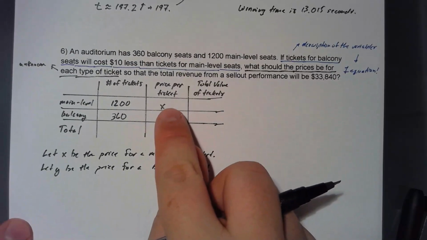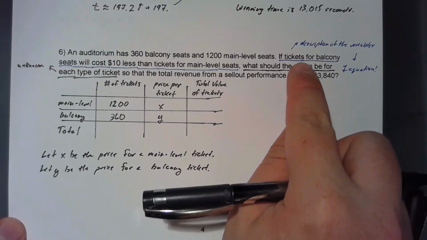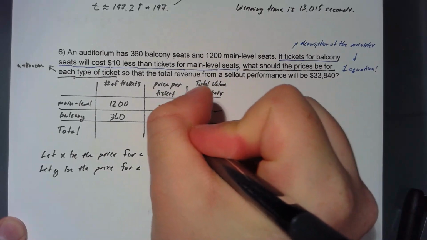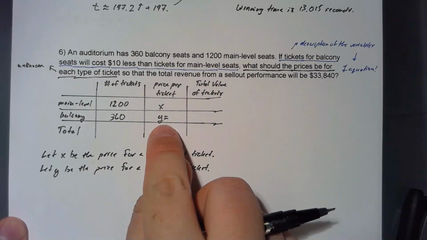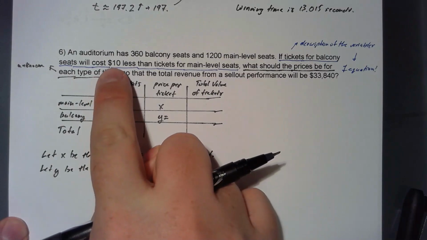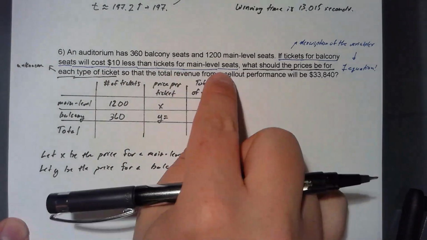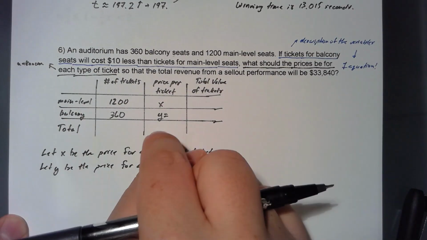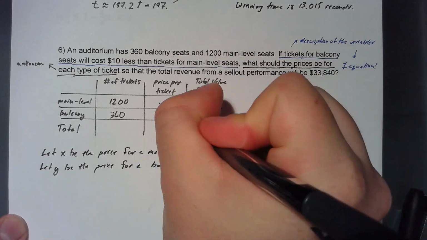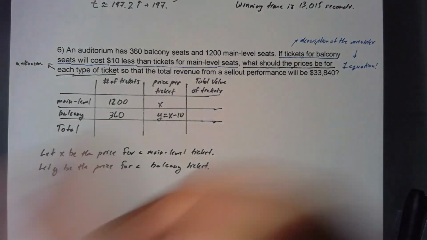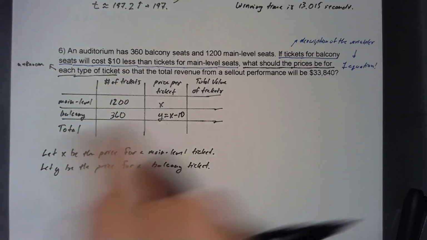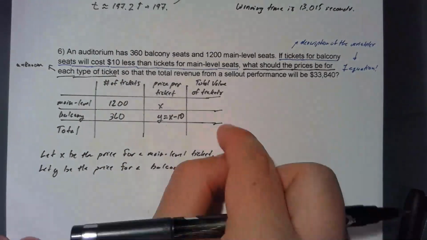So I want to write that description here. I want to write the relationship between X and Y. So what's going on here? We're saying tickets for balcony seats. So Y is what? Tickets for balcony seats will cost $10 less than tickets for main level seats. So if I'm charging X dollars for main level seats, and balcony seats will be 10 less than that, that'll be X minus 10. So that's where this piece of information comes from right there.